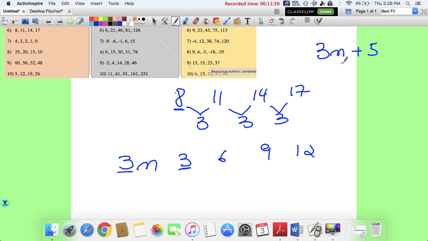And if you want to double check, let's pretend n equals 2. If n equals 2, you get 3 times 2 plus 5. 3 times 2 is 6. Plus 5 is 11. Is our second term 11? Yes, it is.